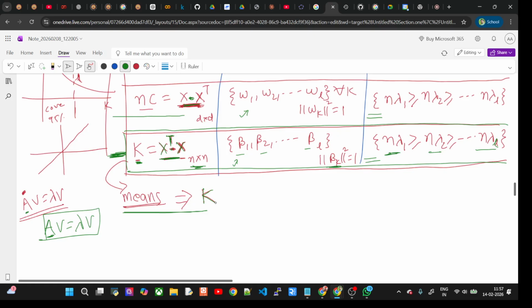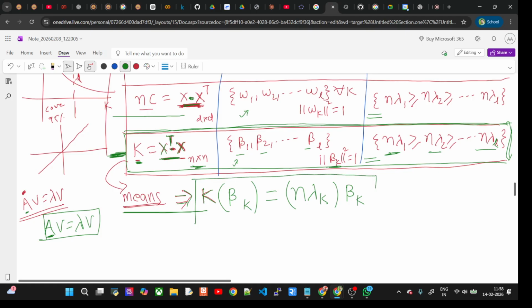Okay, we are just trying to write the eigen equation for this line. Don't consider now what this line is and all, but this is something we now derived. So the covariance matrix is K. What is the eigenvector? Beta k. What is the eigenvalue? N lambda k, and then same way beta k. Okay, so this is the eigen equation for this.